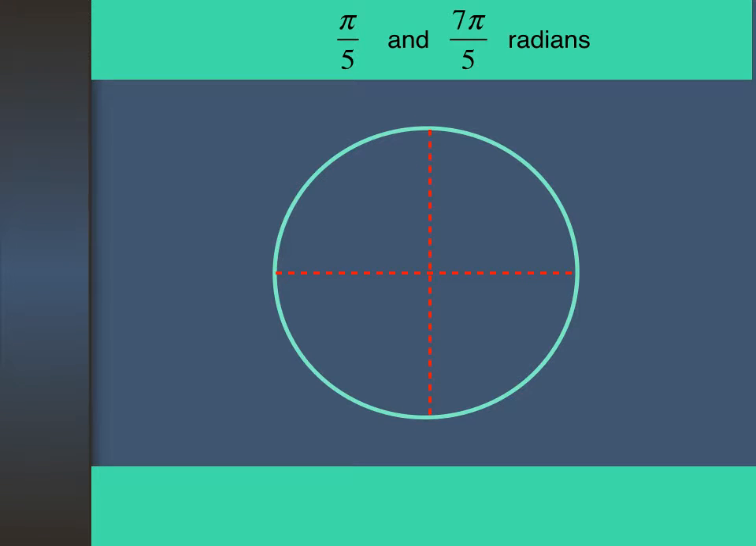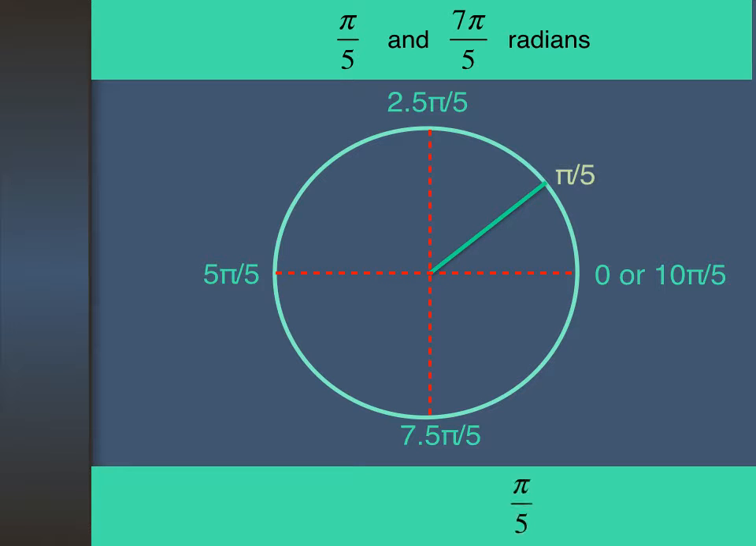We'll consider our quadrants, and if we just consider pi as 5 pi over 5 and 0 as 0 or 10 pi over 5, now up at the top, that's halfway to 5 pi over 5, so that's 2.5 pi over 5, and underneath that would be 7.5 pi over 5. So if we're thinking about 1 pi over 5, that would be right around here. That's quadrant 1. And 7 pi over 5 would be pretty close to 7.5 pi over 5, which is quadrant 3.